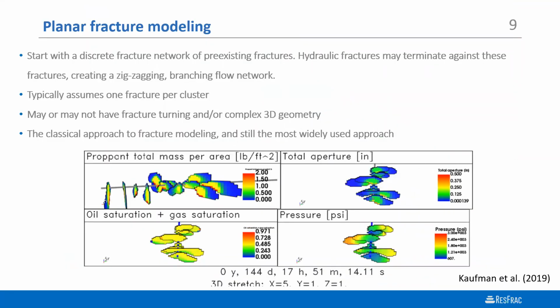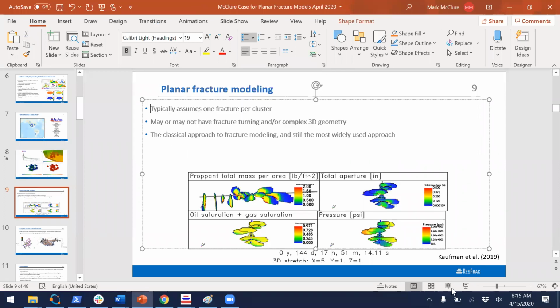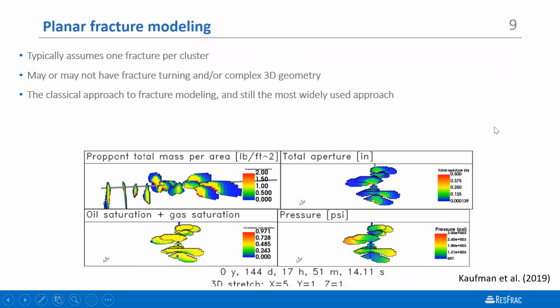So here are some definitions. A planar fracture model, oh, you know what? That is a typo. I'm going to delete that. It was incorrect. So a planar fracture model typically assumes one fracture per cluster, but not necessarily. There may or may not be fracture turning. You certainly could have complex 3D geometry. So for example, in the screenshot here, that is a planar fracture model. You can see that in this case, those fractures are propagating in a straight line. That is not a requirement. A planar fracture model could have crack turning, but they do have pretty complicated 3-dimensional geometry.